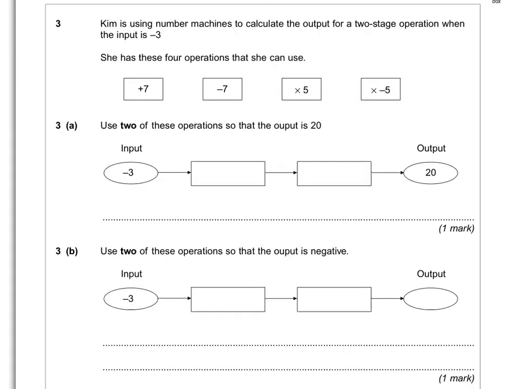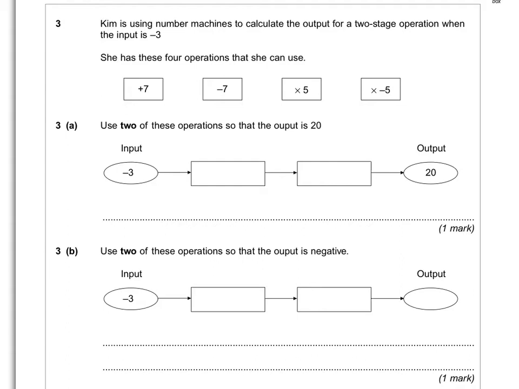So question 3 is about function machines or number machines, where you put numbers in, do some operations to them, whether that be adding, subtracting, multiplying or dividing by a particular number, and then you get an output. And all of these are about two-stage operations. That just means we do two things. Each box represents the two things you can do.